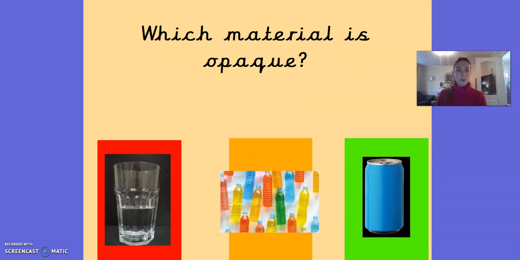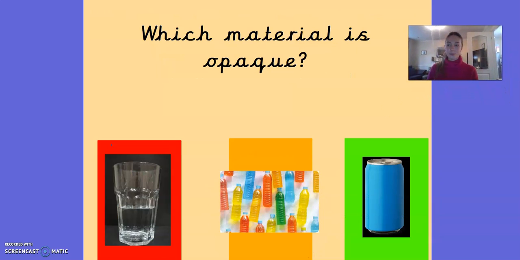And our final question, are you ready? Which material is opaque? So think back to our science learning. What does the word opaque mean? And if you were in my class, we put some actions to these words to help us remember. Maybe you can have a go at doing your action to remind you. Which material is opaque?